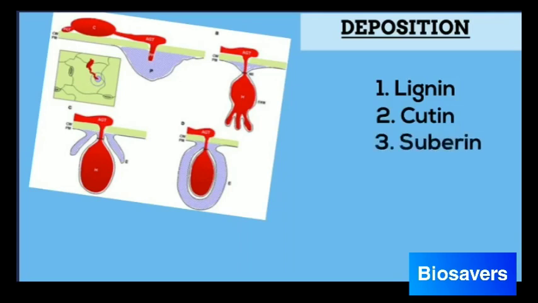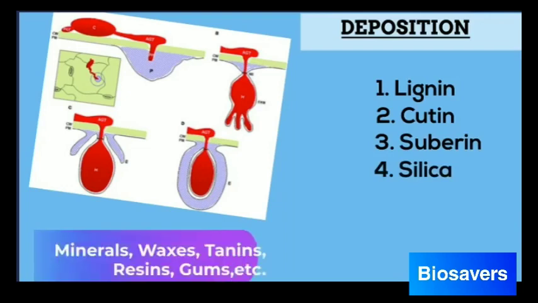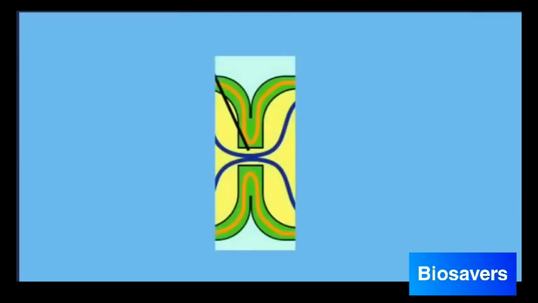Like cutin, suberin is also a fat-like material, deposited in the secondary wall of cork cells. It also makes the cell wall impermeable to water. And then there is silica, which is deposited in the cell wall of grasses. Some other substances such as minerals, waxes, tannins, resins, gums, etc. may also be deposited.